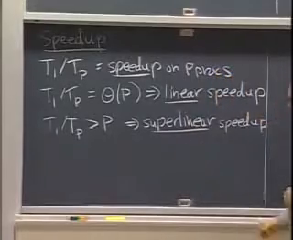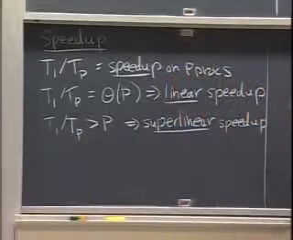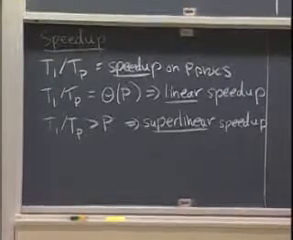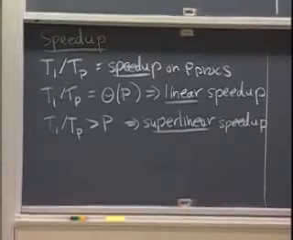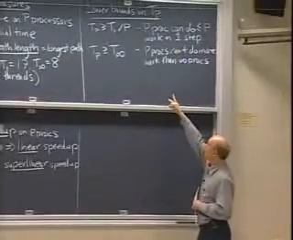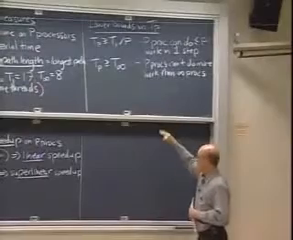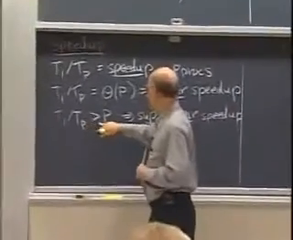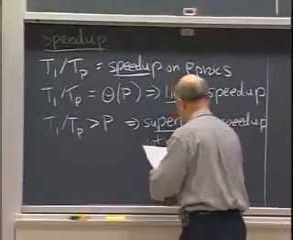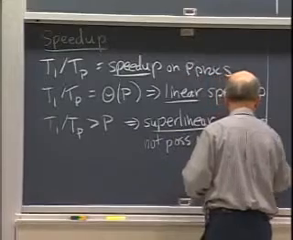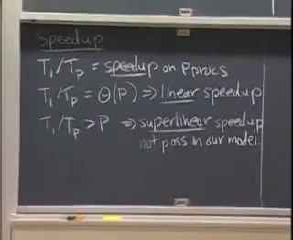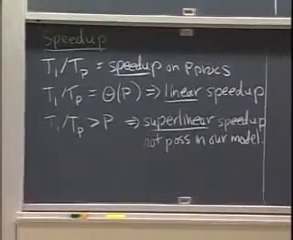So what can somebody tell me? When can I get superlinear speed up? Never. Why never? If we buy these lower bounds, the first lower bound says TP is greater than or equal to T1 over P. And if I take T1 over TP, that says it's less than or equal to P. So this is never. Not possible in this model. There are other models where it is possible to get superlinear speed up due to caching effects and things of that nature. But in this simple model that we're dealing with, it's not possible.